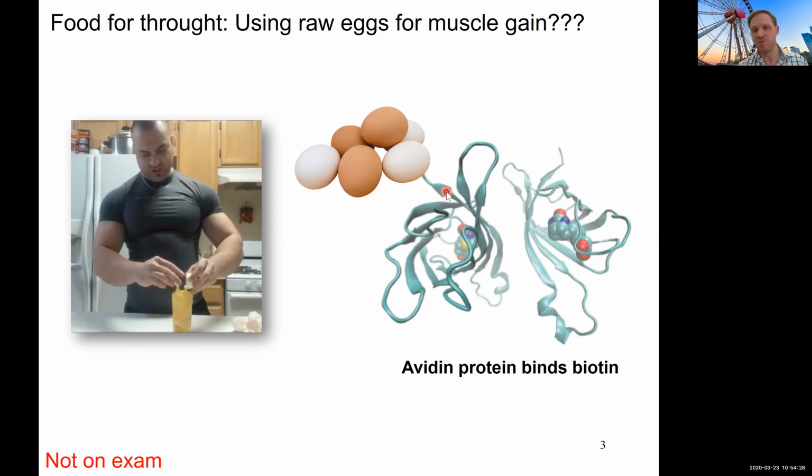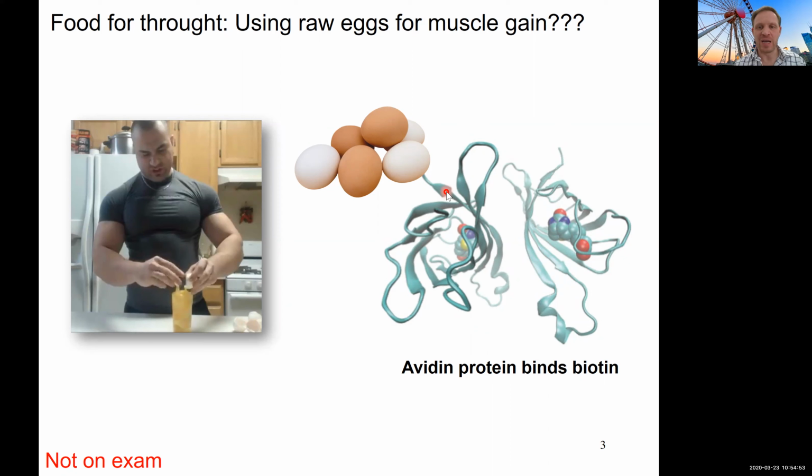So if you have too much raw egg, too much avidin, you could actually be at risk of having a lot of your biotin bound in the protein and run into a biotin deficiency. Right? So be aware, if you want to use raw eggs, apart from the issue of salmonellas, you might run into a biotin deficiency because all your avidin is actually binding the biotin.